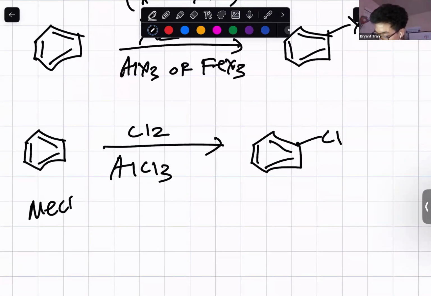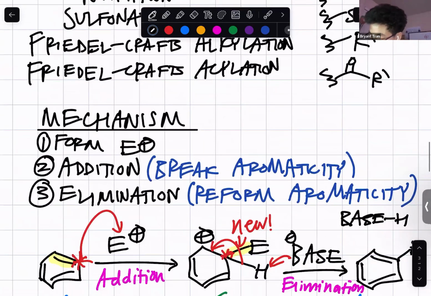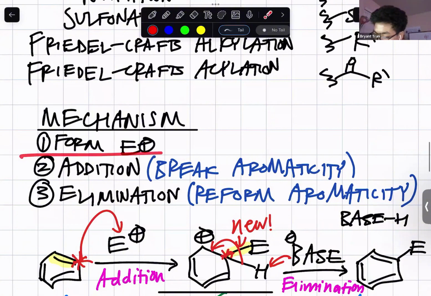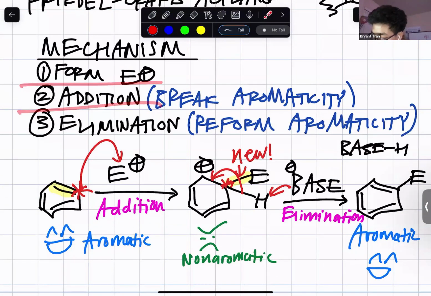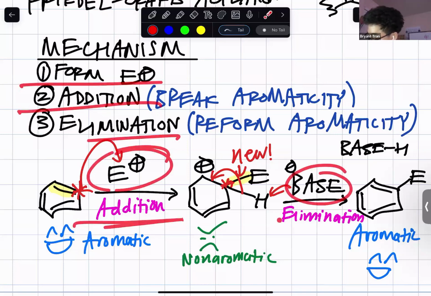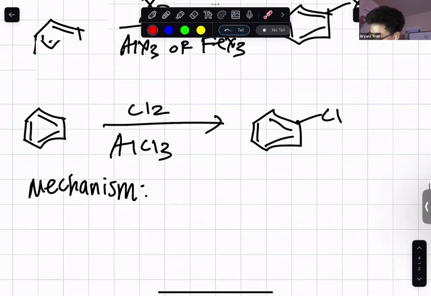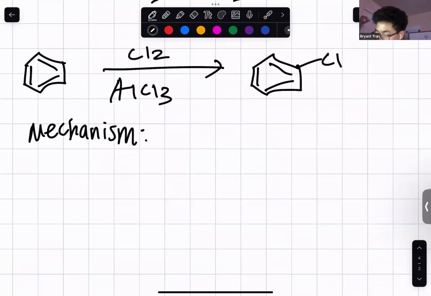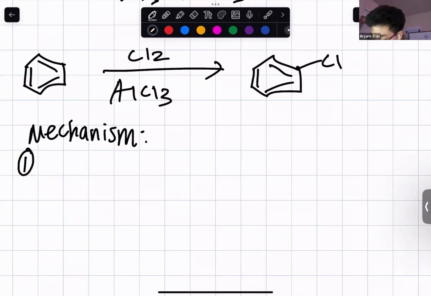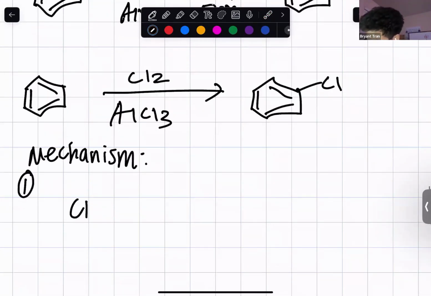Now the mechanism here would be like this. We said earlier that there are 3 steps to the mechanism. The first step, form our electrophile. Second step, addition, once we have the electrophile. And then elimination to restore the aromaticity after, right? Now the first part here, forming the electrophile, is the hardest because it's different for all the different reactions. I'm going to draw out the Cl2 like this, and the AlCl3 like this. Okay.